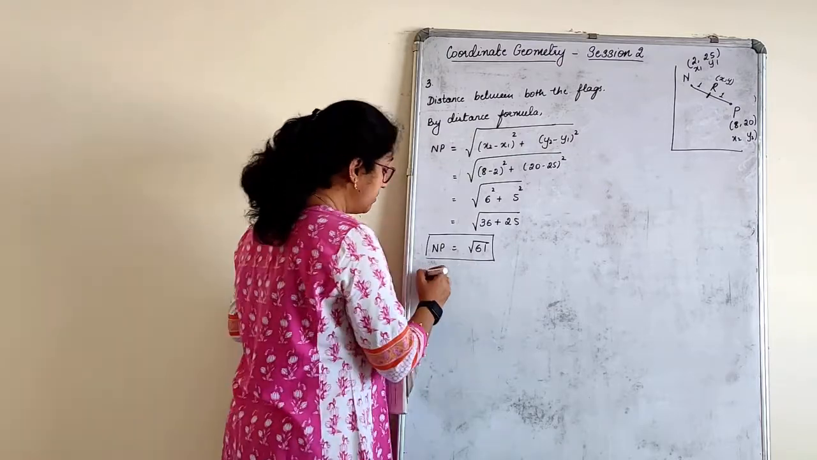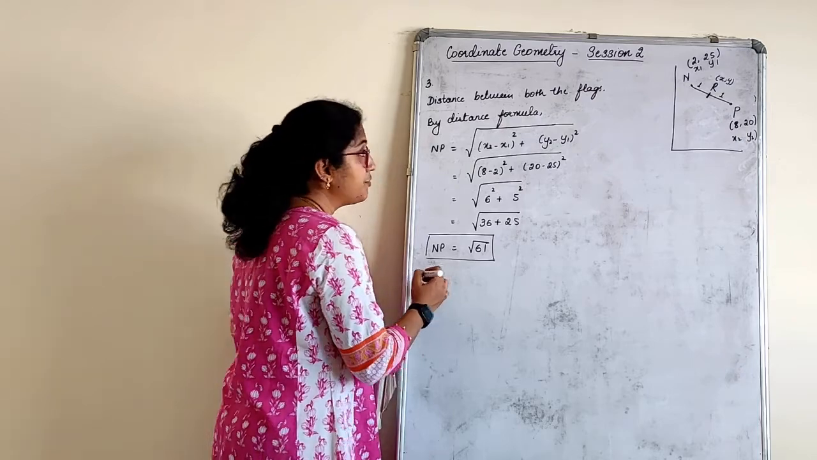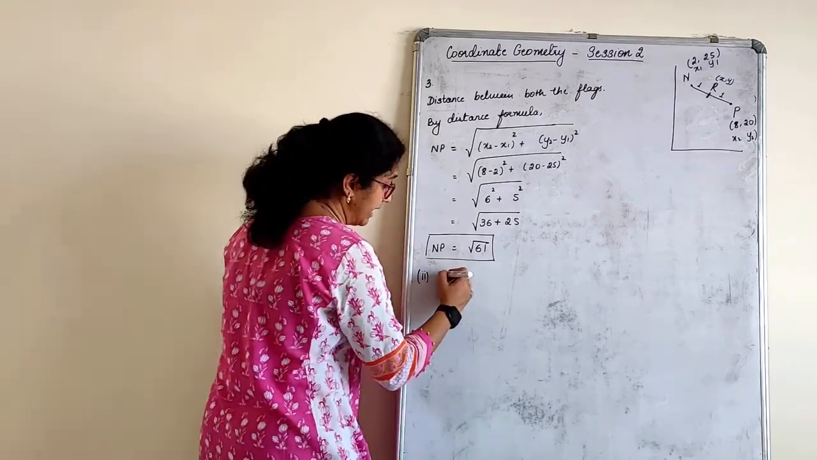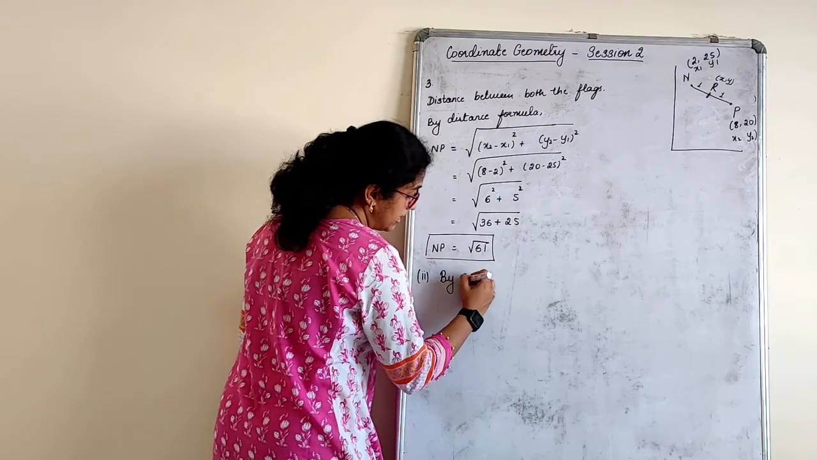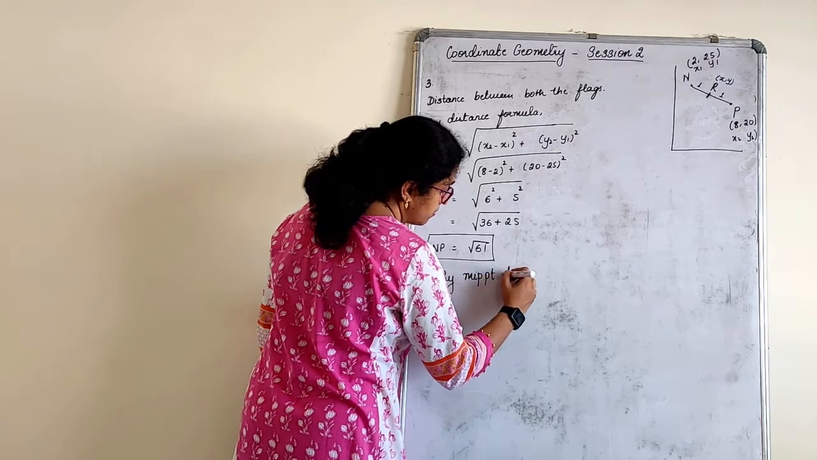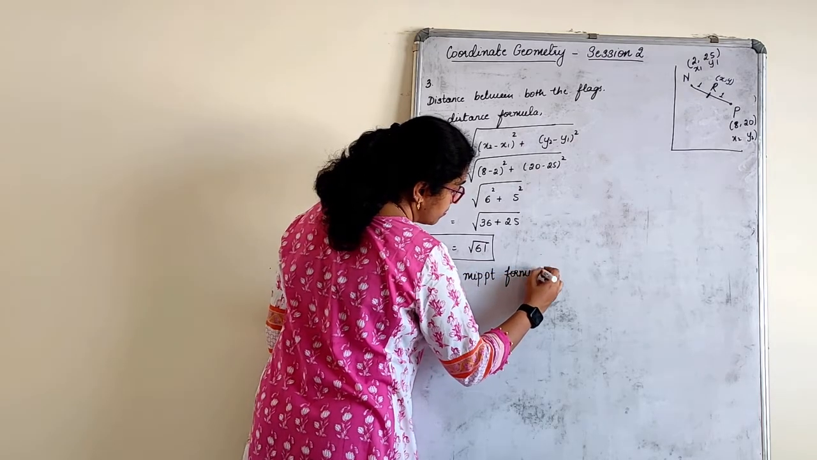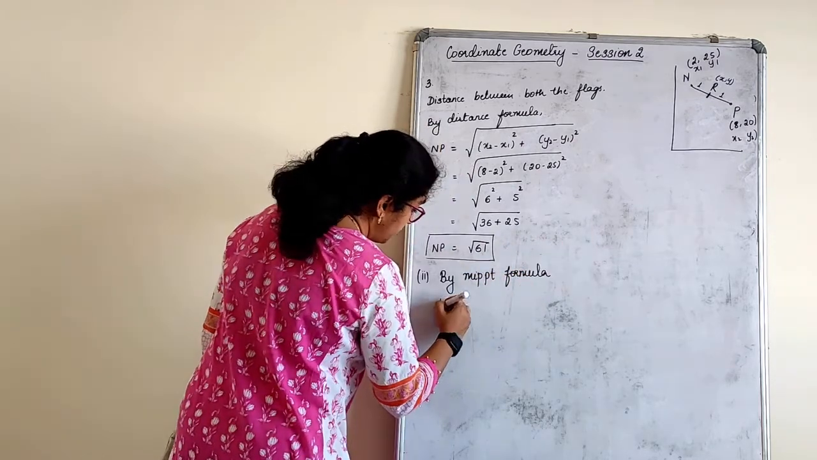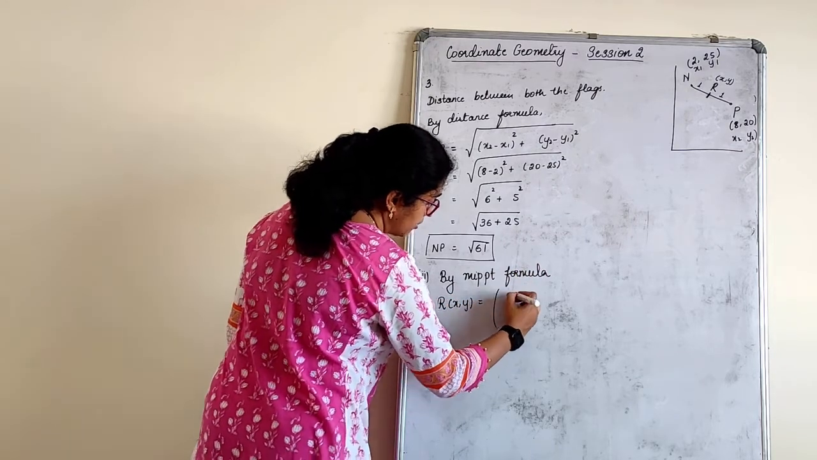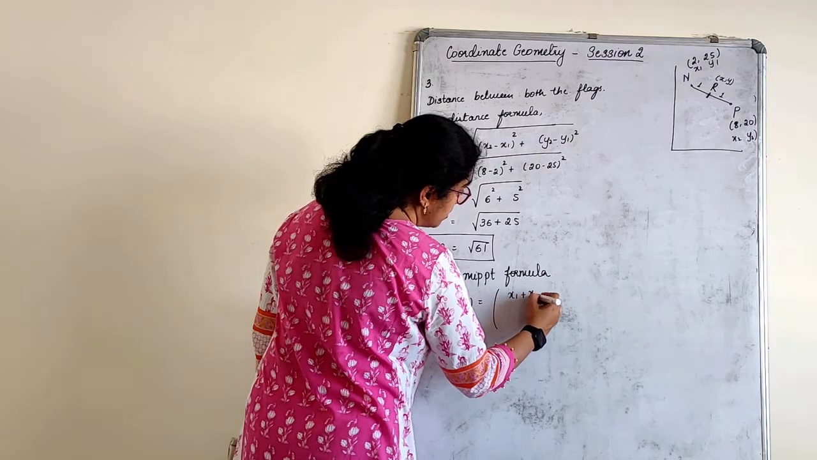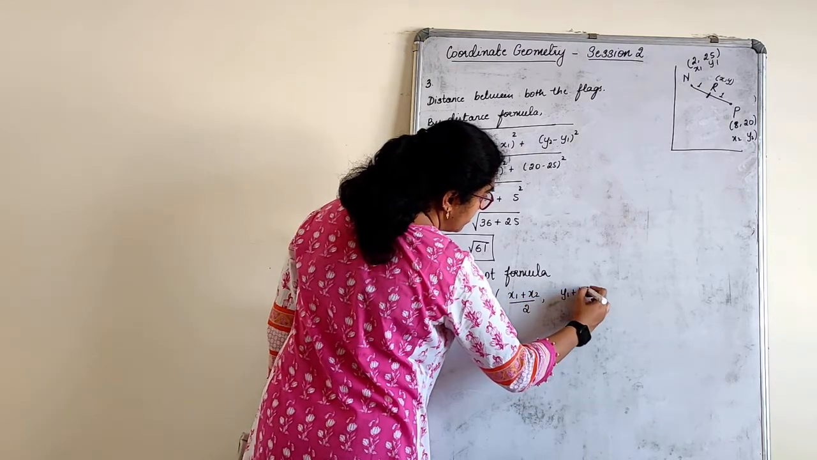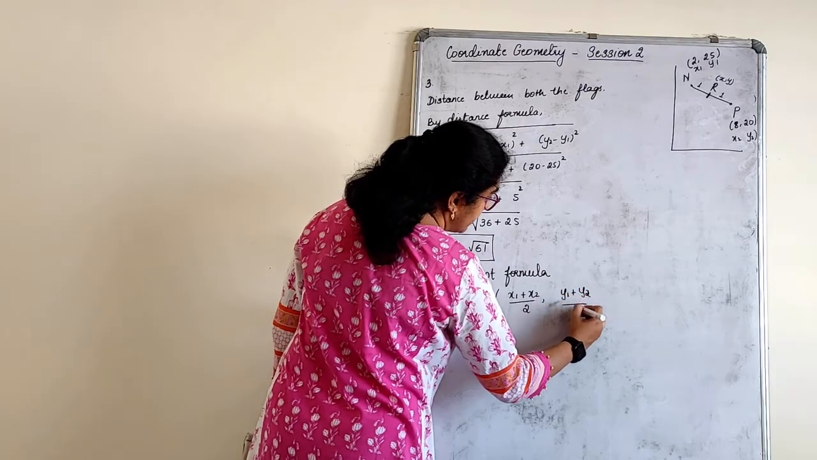Done. Second part, what we have to find? We need to find where Rashmi has to post the flag in between those. I will write here by midpoint formula. First we'll write a formula here. Coordinates of R, x, y is equal to x1 plus x2 divided by 2, y1 plus y2 divided by 2.